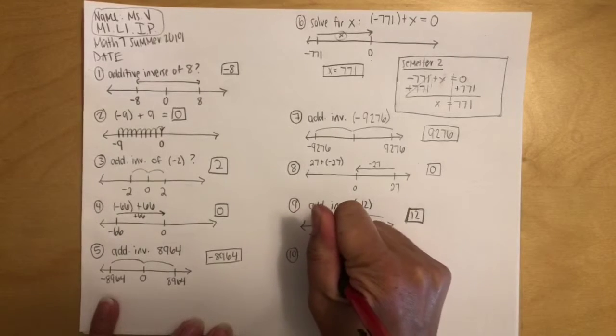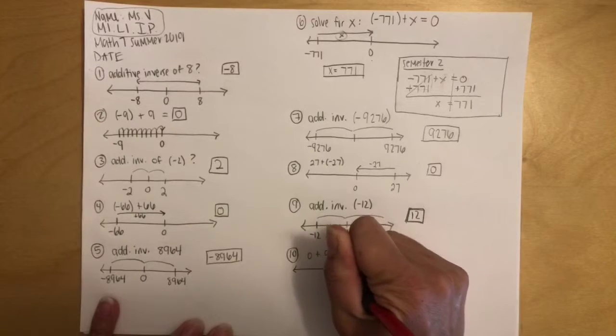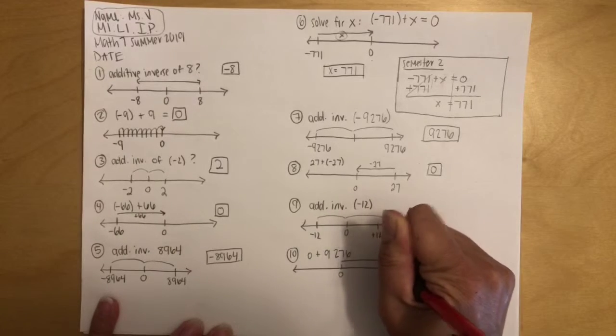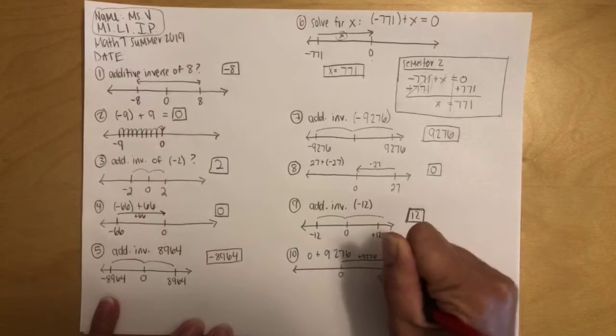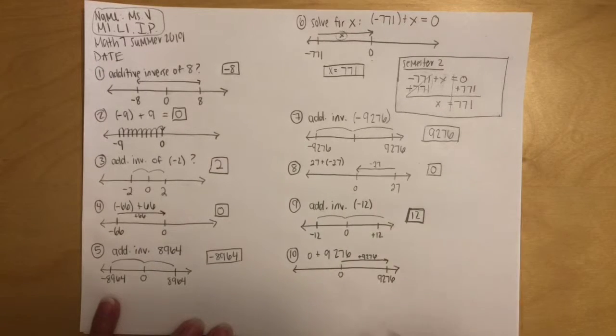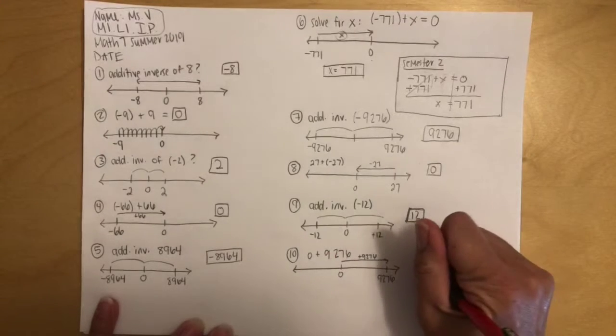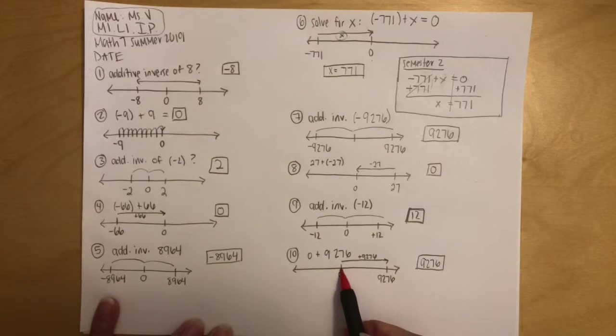Number 10, 0 plus 9,276. Okay, if I'm at 0 and I add to 0, 9,276, I'm going to wind up at the number 9,276. It's pretty straightforward. If you have nothing and you add this to it, you have this. Another way of looking at it is you are standing at 0 on the number line, and then you walk forward 9,276 steps, all the way to get there.